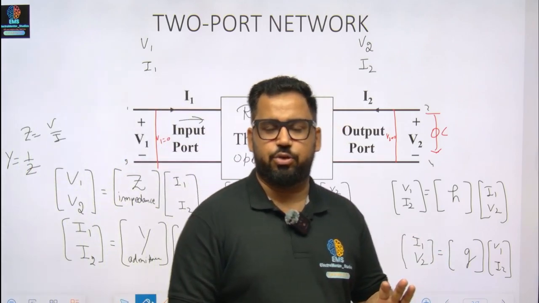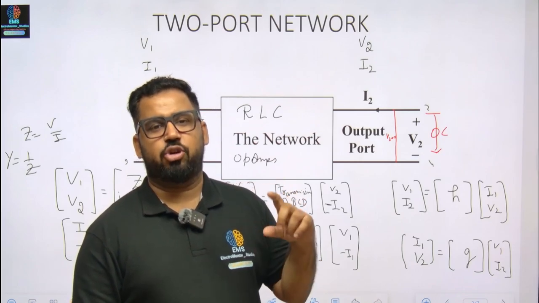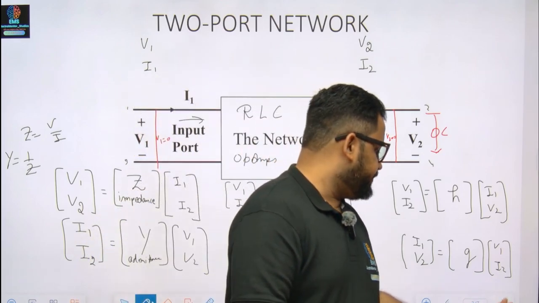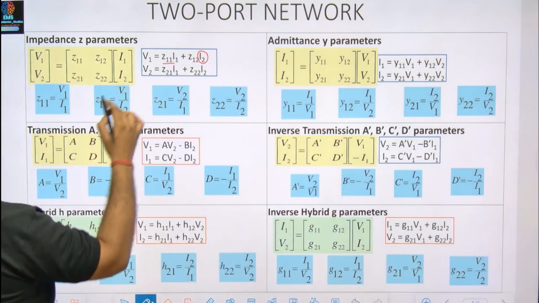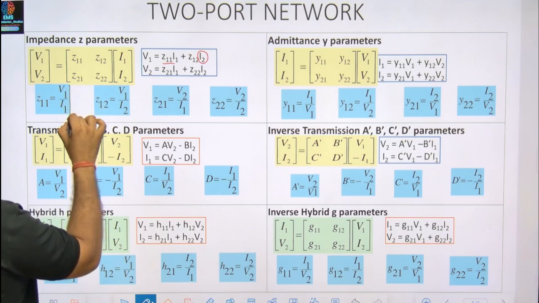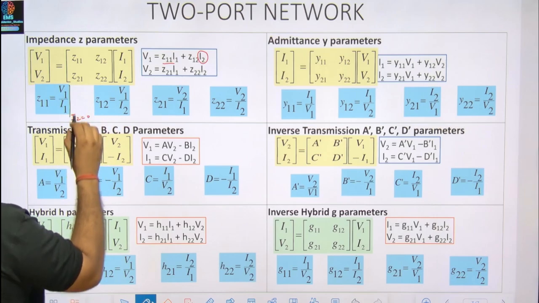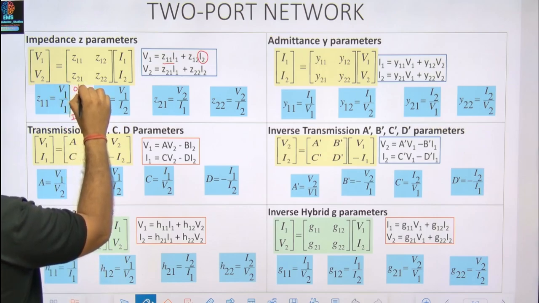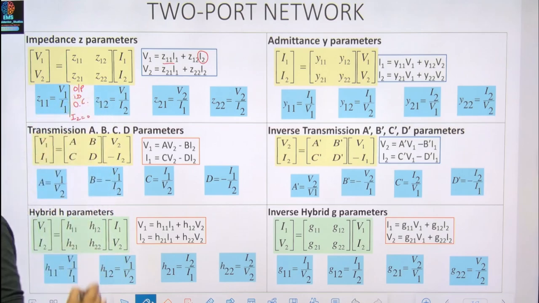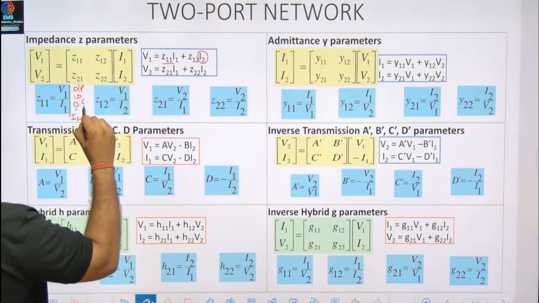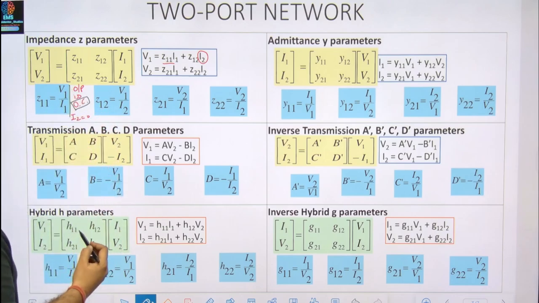So this much is clear to you. Open circuit, current zero; short circuit, voltage zero. So now if I want to calculate Z11, I need I2 to be zero. For the current to be zero, I want I2 to be zero. So I'll say my output is open circuited.